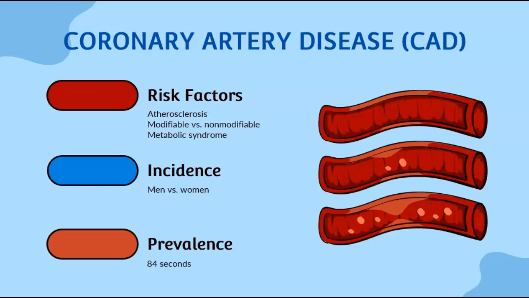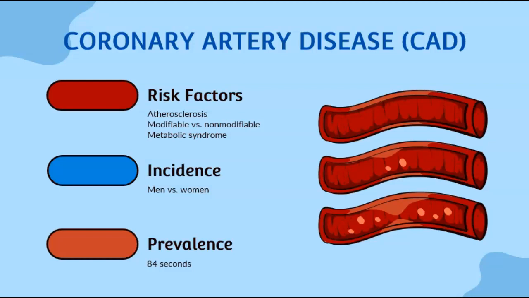Metabolic syndrome is also a risk factor for coronary artery disease, and metabolic syndrome includes three of the following: hypertension, decreased HDL levels, increased levels of triglycerides, increased fasting blood glucose, and a large waist size or excessive abdominal fat. And metabolic syndrome is most commonly seen in females.